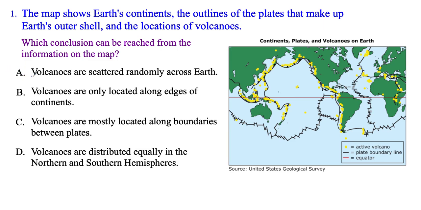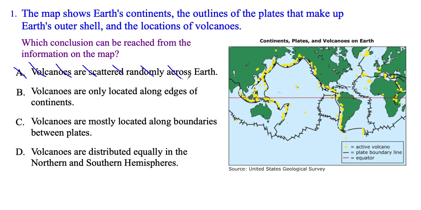Let's look at A. Volcanoes are scattered randomly across Earth. Do you think that's true? The yellow dots are the volcanoes, and do these yellow dots appear to be randomly scattered across the Earth? I'd say no, they're clustered in certain areas. If they were randomly scattered, I'd expect to see more yellow dots across the map. So let's get rid of A.